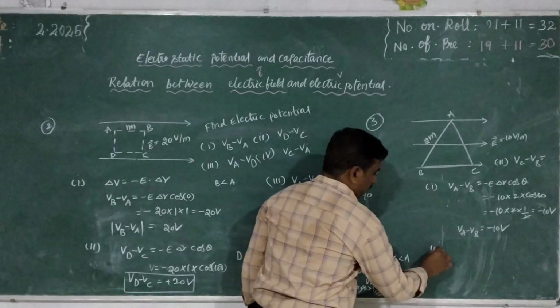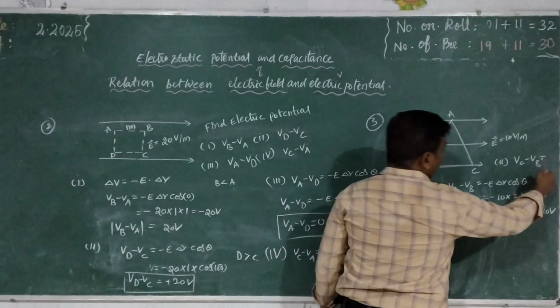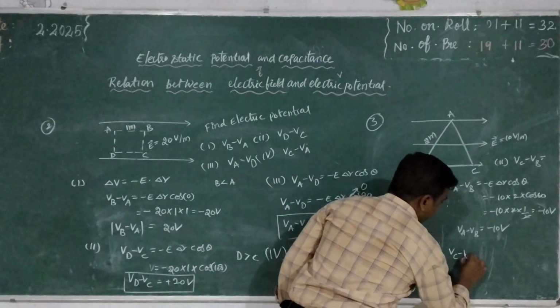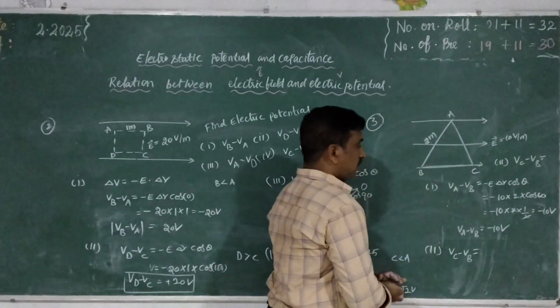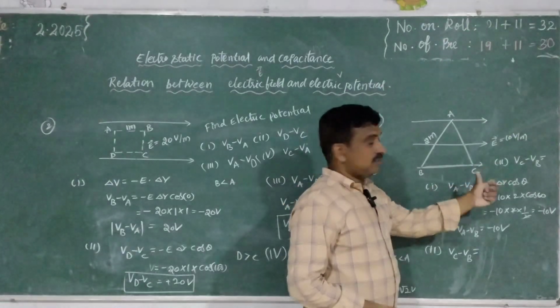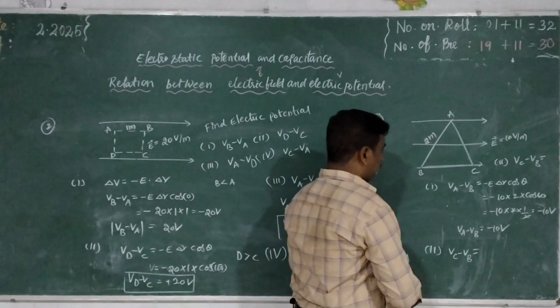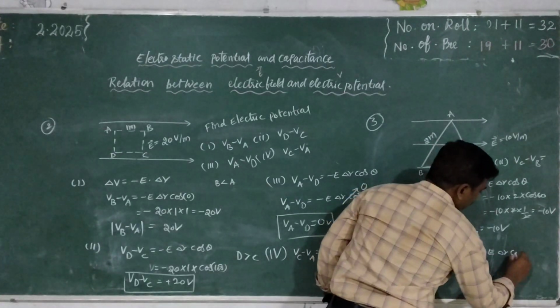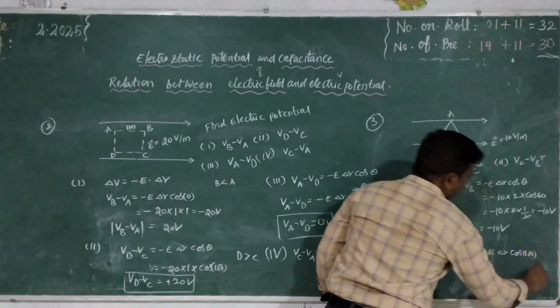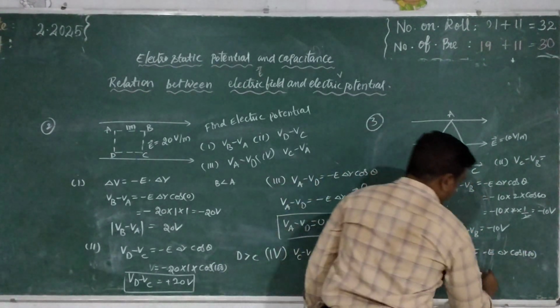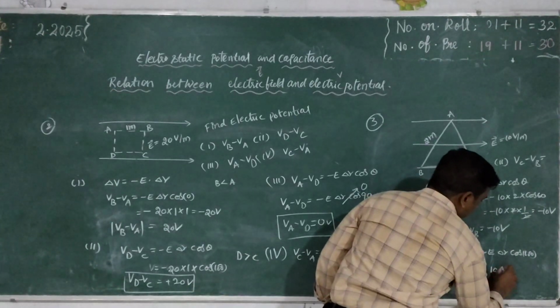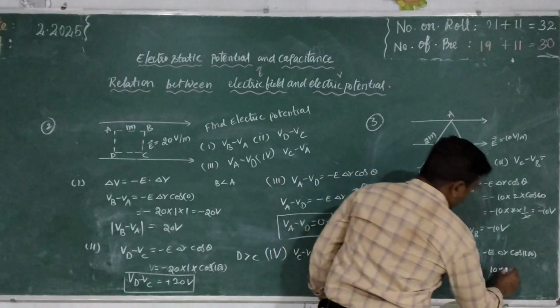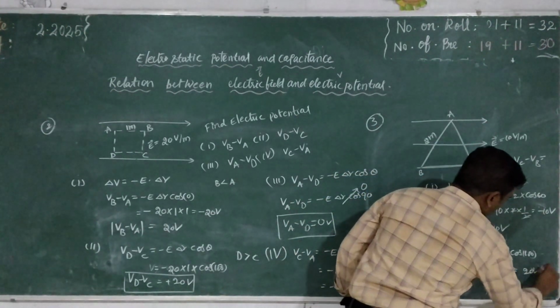See the second one, VC minus VB. See here, this is the electric field direction, and the displacement is in this direction. What we can write here: minus E delta R cos 180. Cos 180 means minus 1, so already minus is there, plus E is 10, delta R is 2, so here we can write 20 volt.